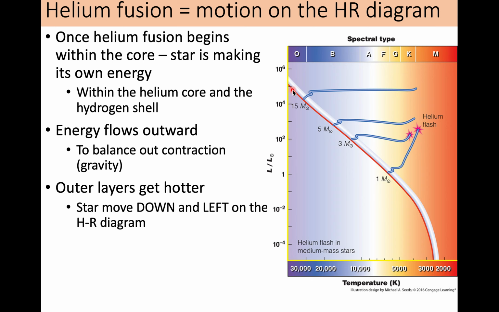So as this energy is flowing outward, the outer layers of the star are going to get warmer because we have our core now creating this fusion. The energy from that fusion is going to radiate outwards to the outer layers of the star. So the star is going to get warmer, especially in the outer layers. So the stars will move after this helium fusion begins. The stars are going to move back towards the left of our diagram because they're getting warmer.